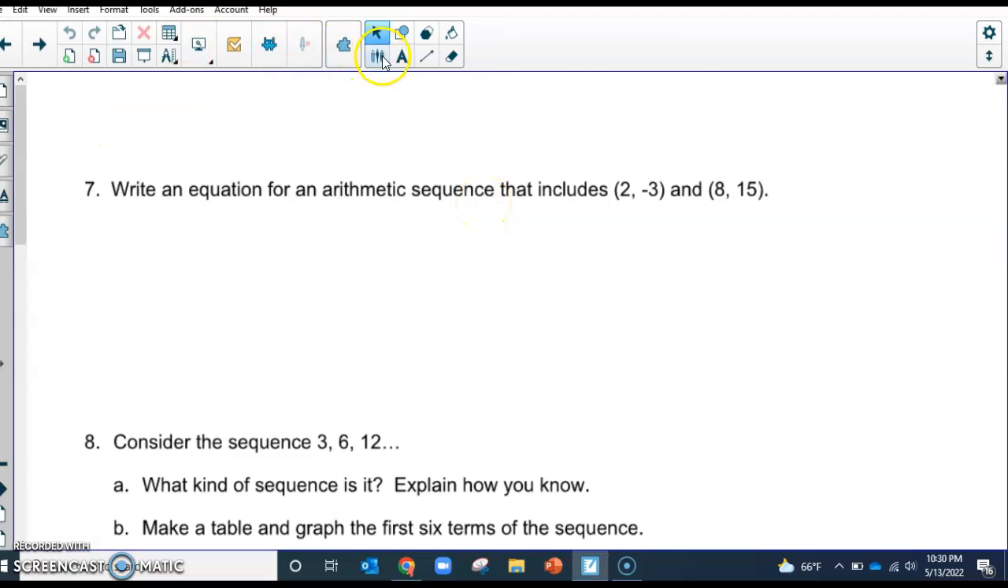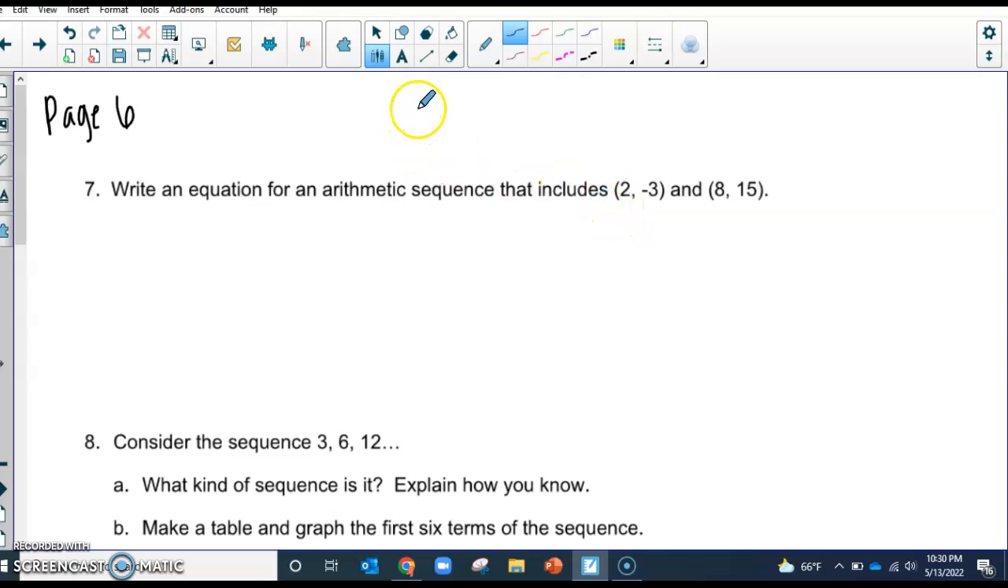All right, guys, here we are. This is page 6 of your final study guide review. Here we are writing an equation for the arithmetic sequence that includes these points. So just a reminder, our arithmetic sequence equation looks like this.